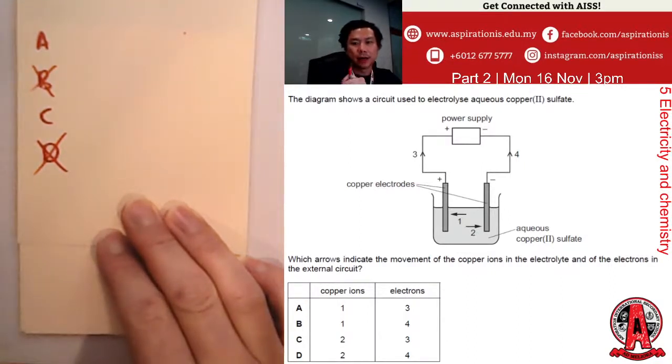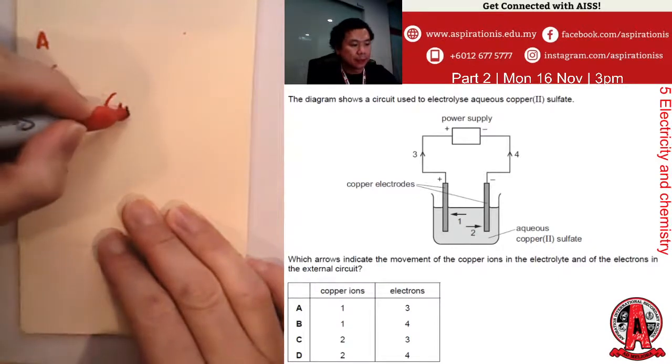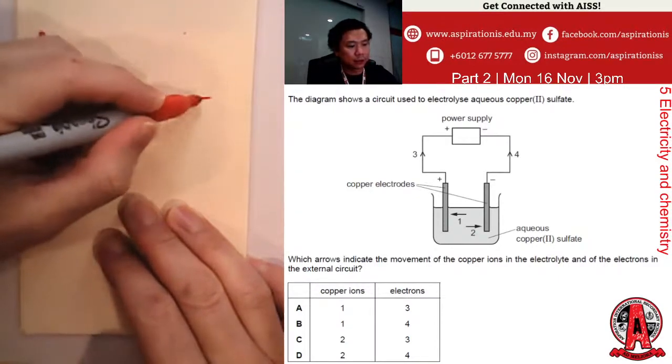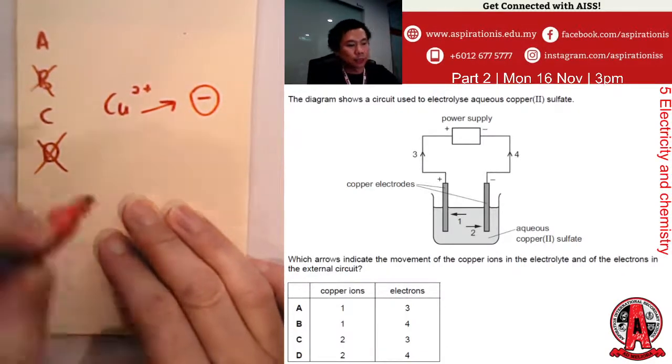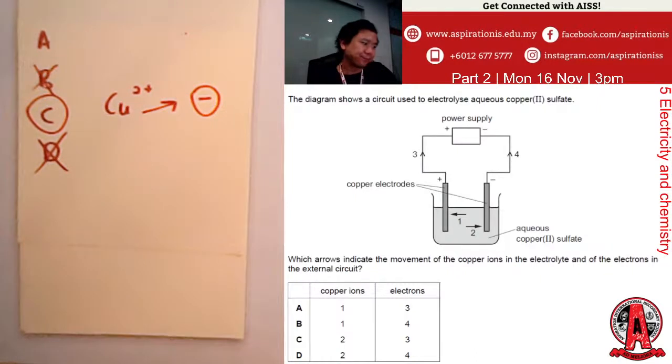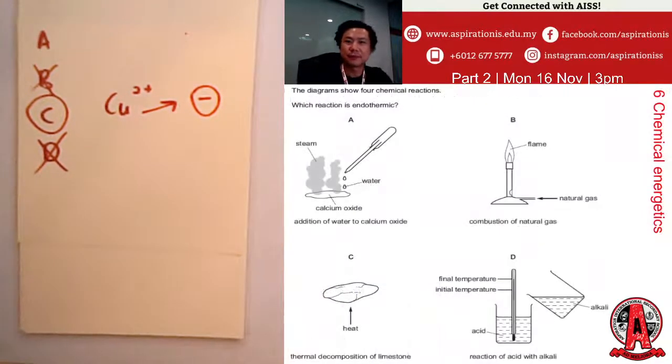Now copper ions is Cu2+, yeah? Cu2+ is of course attracted to the negative. So it's 2, so the answer is C. Well done to those of you who guessed correctly. Copper ions are attracted to the negative, so they are going according to number 2. So the answer is C. Any questions? Moving on. So that's for electrochemistry.